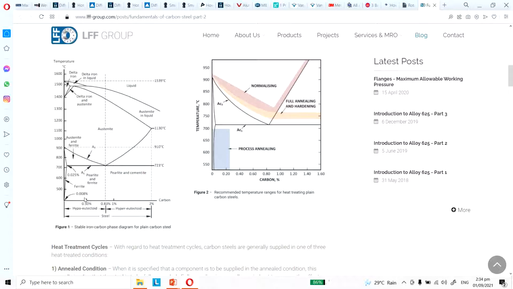So instead of going back to the original microstructure, it's going to be different because of the rapid cooling. Somehow it's going to retain this microstructure or alter some microstructures.